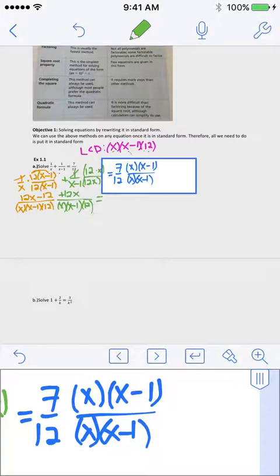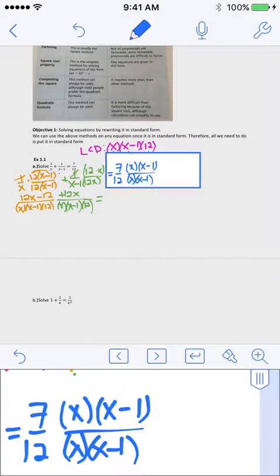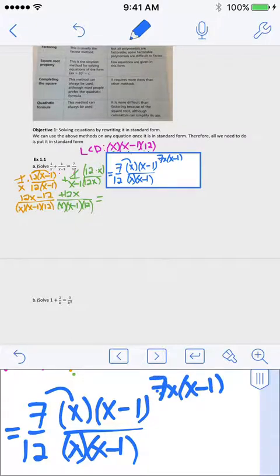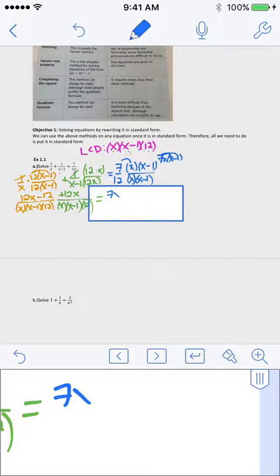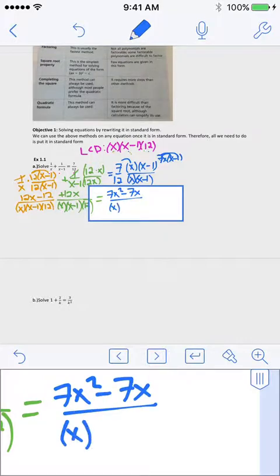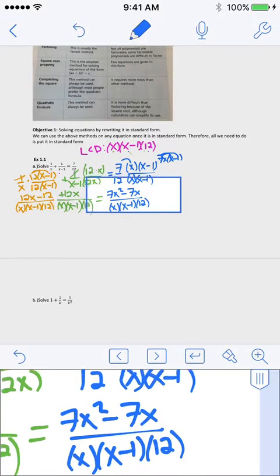Alrighty. Last one, let's multiply this guy. This might take a little bit more time. If I multiply that in, I end up getting 7x times x minus 1, right? And then I multiply those guys in, I get 7. So then down here I can get 7x squared minus 7x over the x minus 1 and 12. And so that's how I get that.